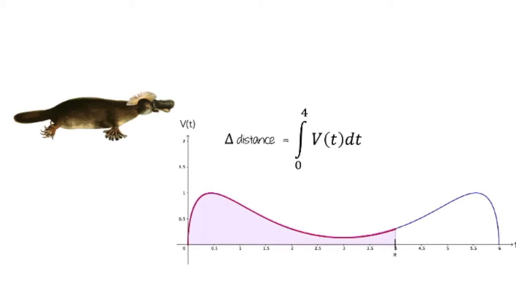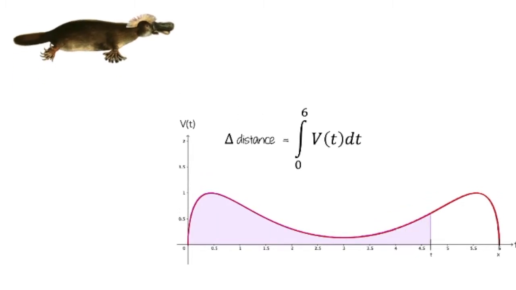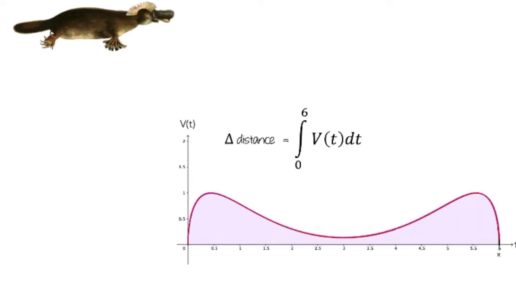Next, let's increase the value of x from 4 to 6. This would change the upper bound of the definite integral to 6 because we'll now be considering the first 6 seconds of the platypus's motion. And when we let the value of t increase from 4 to 6, the value of this definite integral is represented by the area between the t-axis and the graph of the velocity function.